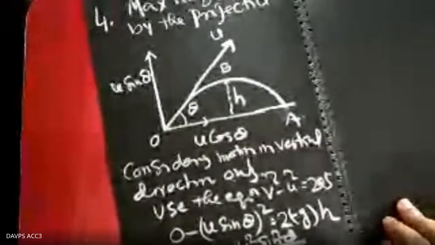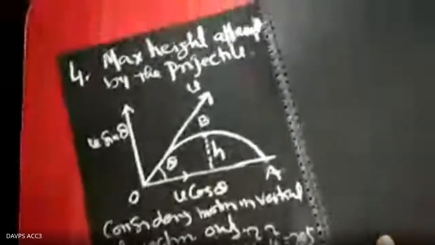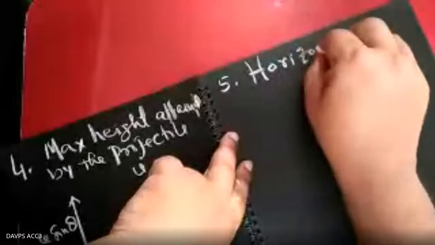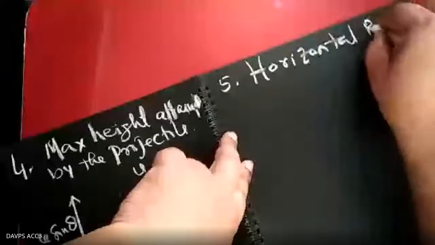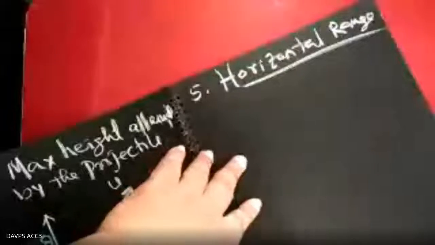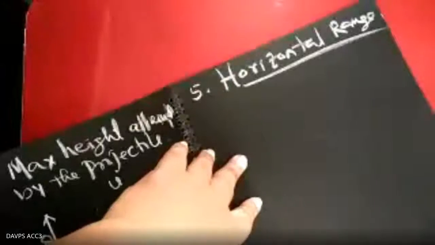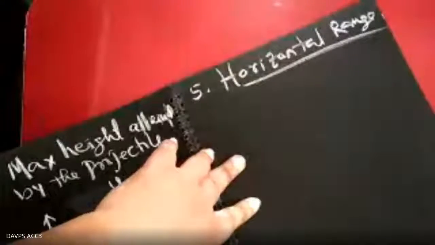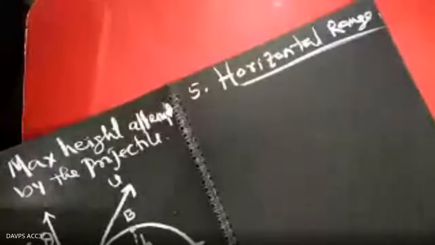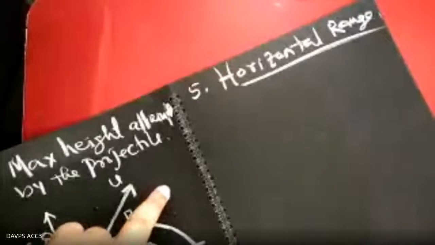Portion number 5, what you have to calculate is the horizontal range. I am using the same diagram. क्या होता है horizontal range? Horizontal range मतलब horizontal direction में जाना है। तो horizontal direction में projectile जा रहा है, उसमें contribution किसका है? Horizontal u cos theta. The contribution of u cos theta is in the horizontal direction.